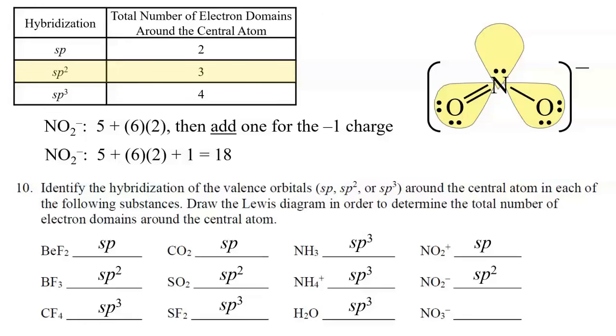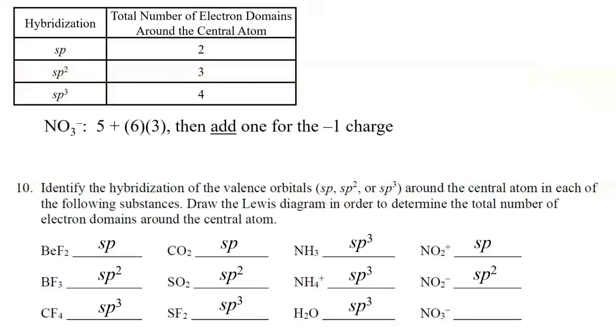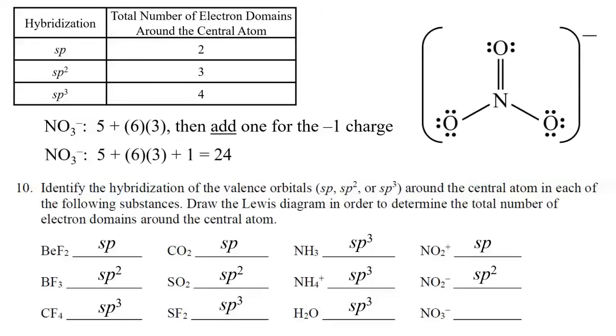Now we have the last example here. This is NO3- or nitrate. 5 for nitrogen plus 6 for oxygen times 3. That would be 23 electrons. We add 1 more for the negative charge. 24 valence electrons. There are 3 resonance structures for this, but that's not important for us to determine that there are still going to be 3 electron domains, and the hybridization of the central atom is sp2.